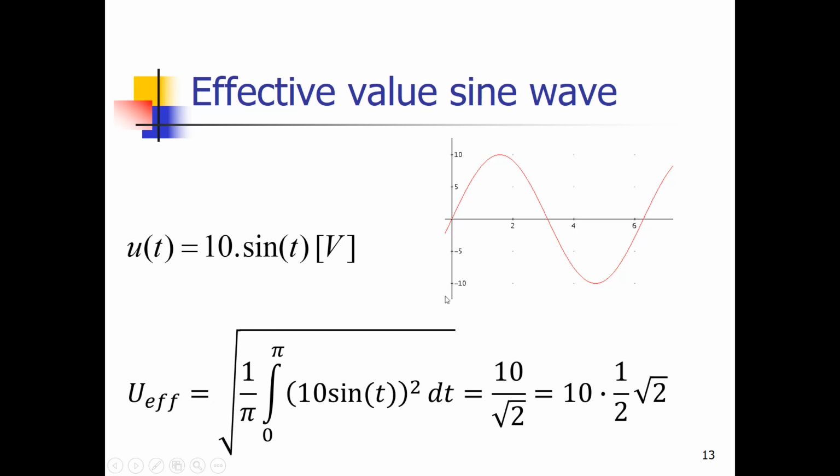And when you work that out nicely, which I'm not going to do in this presentation, then you get the result, which is 10 over the square root of 2, which is equal to 10 times 0.5 times the square root of 2. And that is always the RMS value of a sine. RMS value of a sine is always the maximum value or the peak value, situated over here, times 0.5 times the square root of 2. Or you can define it as the maximum value over here divided by the square root of 2. That's always the case when taking the effective value of a sine wave.